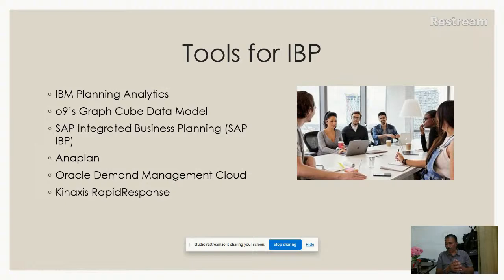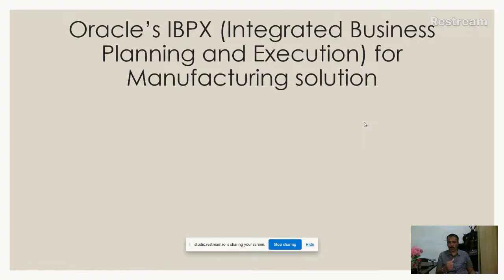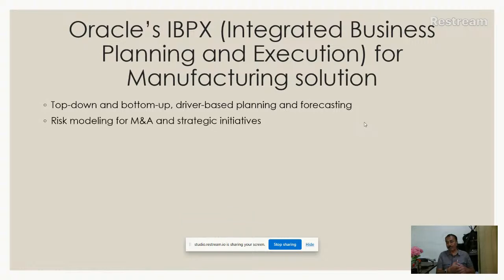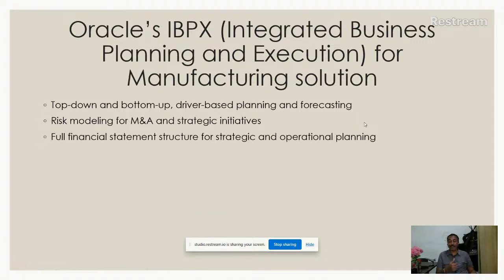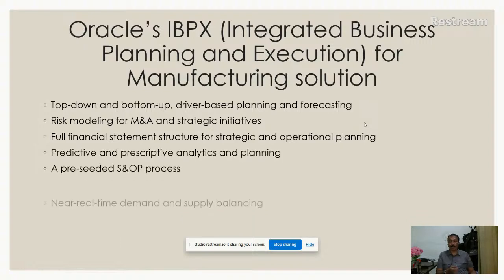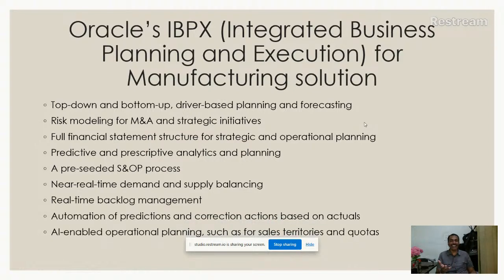Some of you might have already used some of this software. Otherwise, you need to prepare yourself to know this latest development. We are going to move to the digital supply chain world, and you are expected to have all the knowledge of this tool. Of course, when you take Oracle integrated business planning and execution software for manufacturing, it has the following outcomes. One is top down and bottom up driver based planning and forecasting, risk modeling for merger and acquisition and strategic initiative, full financial statement structure for strategic and operational planning, predictive and prescriptive analytics and planning. Of course, all this depends upon your own organization requirement.